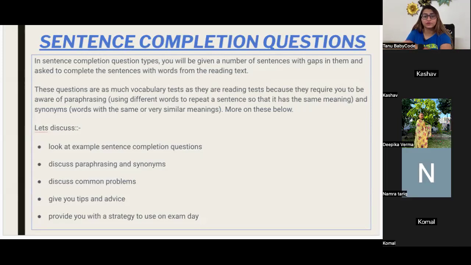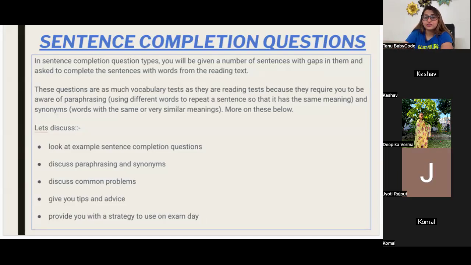And how to fill that? You have to fill that with the words. और वो words आपको कहाँ से find out करने हैं? From the reading text. That means आप अपने text को read करोगे, अपने passage को read करोगे, and then you have to find answers of those blanks.